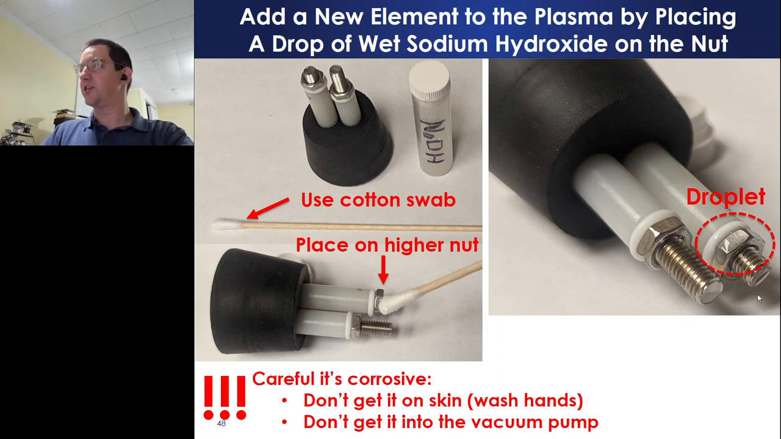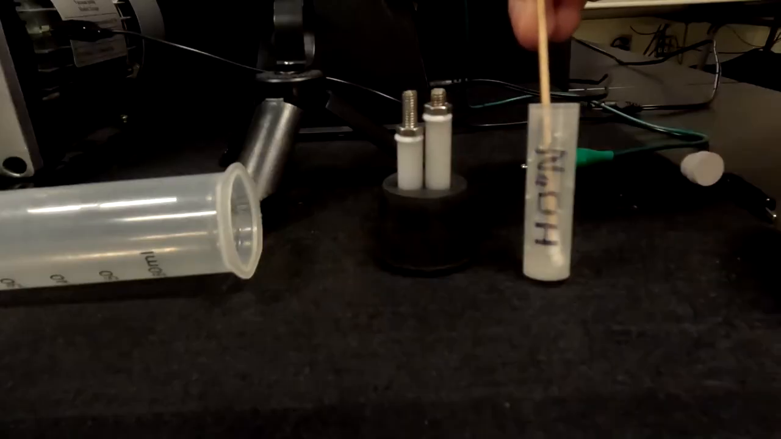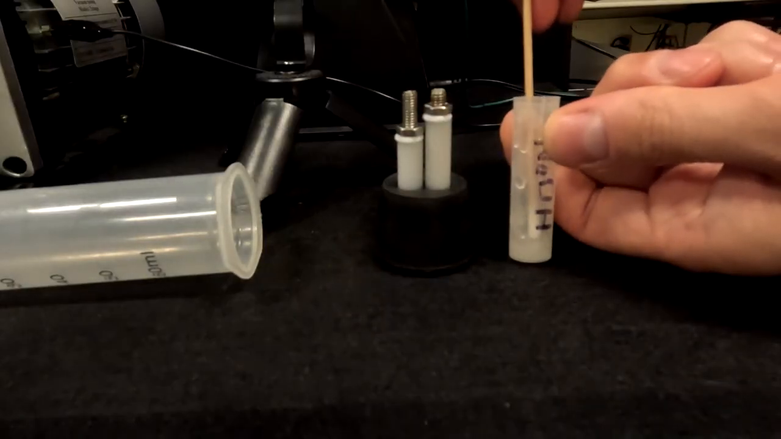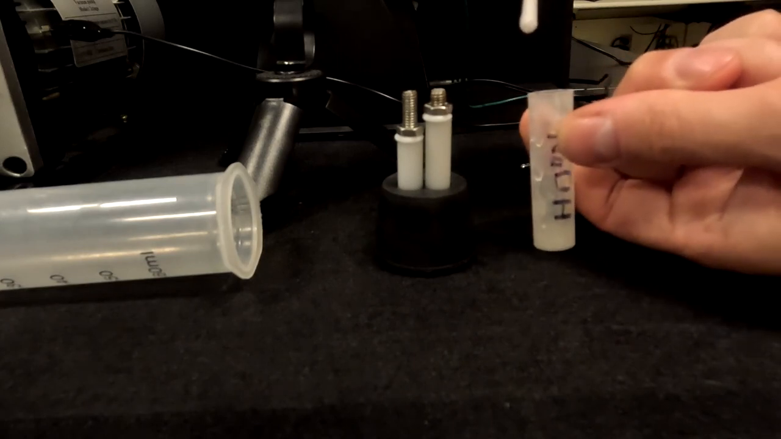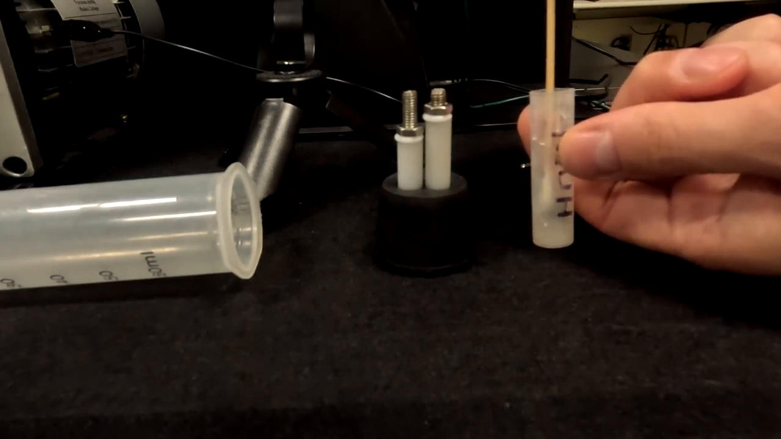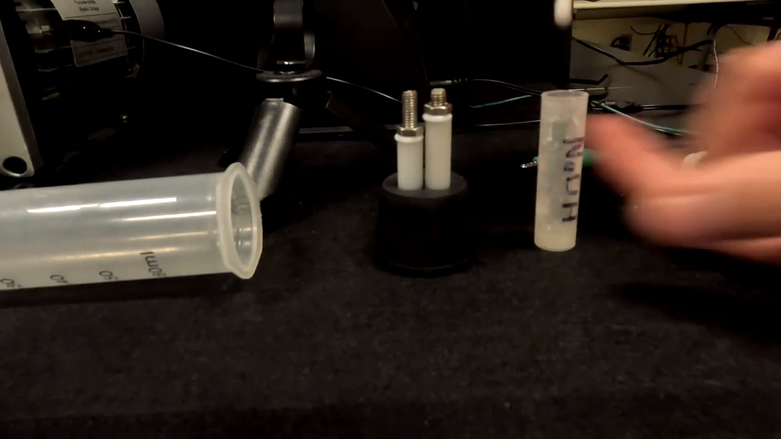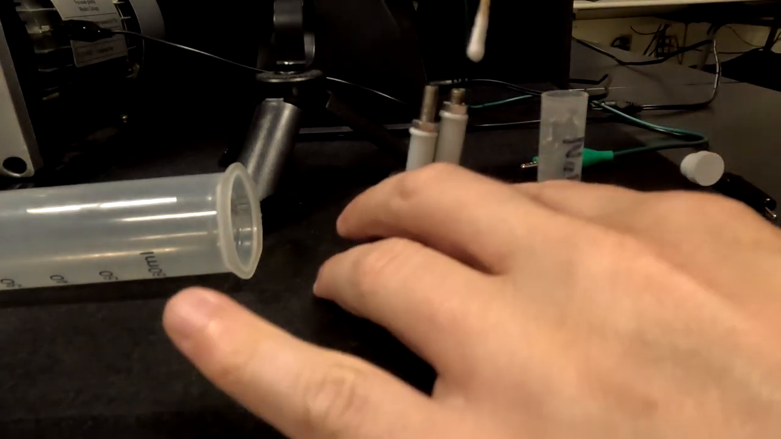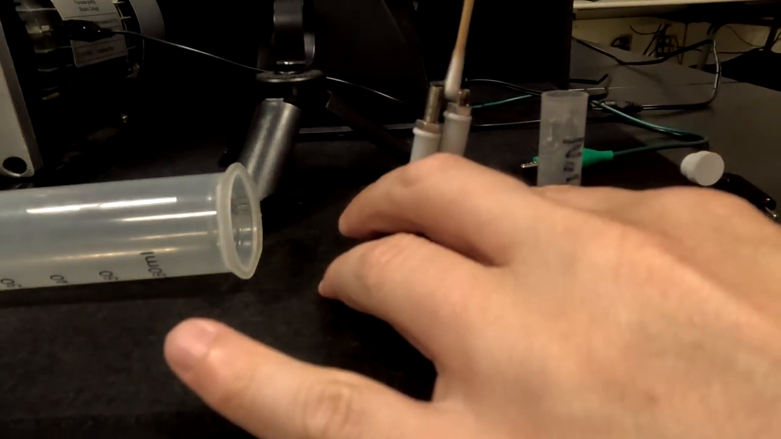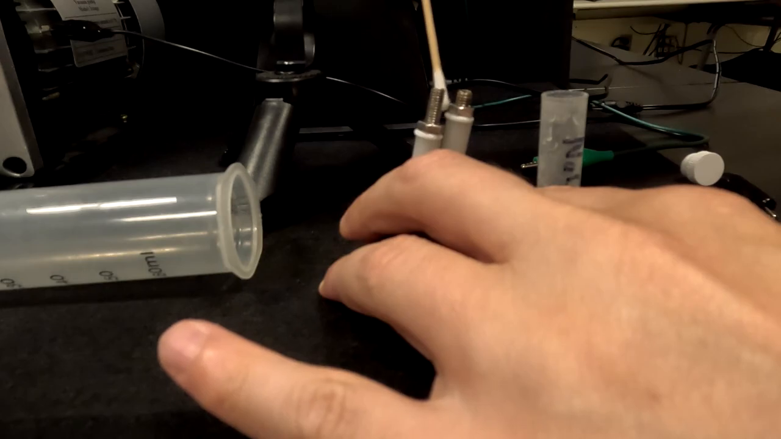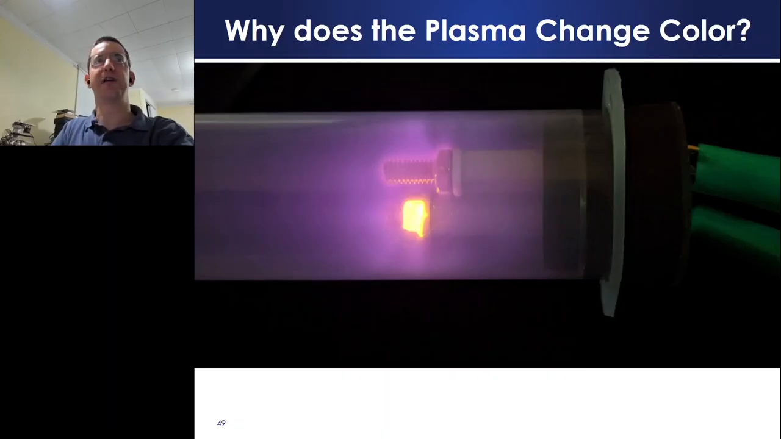Before doing the next demo, you should observe the droplet adhering to the vacuum chamber nut as in this picture. Using the wood-handled Q-tip, transfer a small amount of sodium hydroxide to the upper nut of the vacuum chamber electrodes. You should observe a change in the color of your plasma.